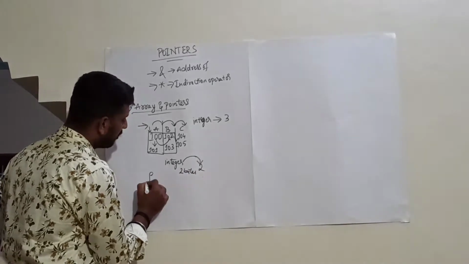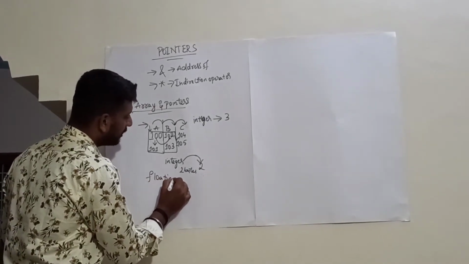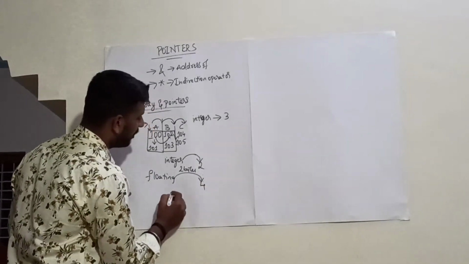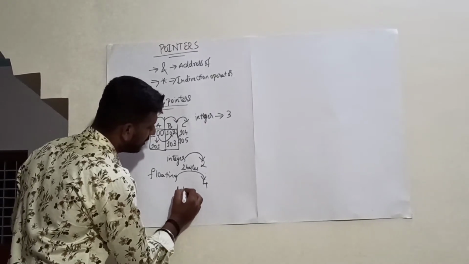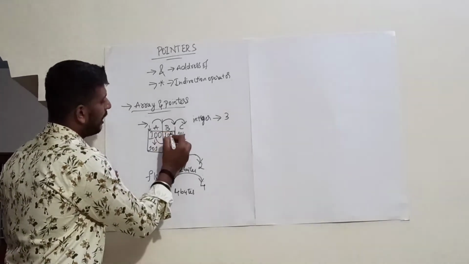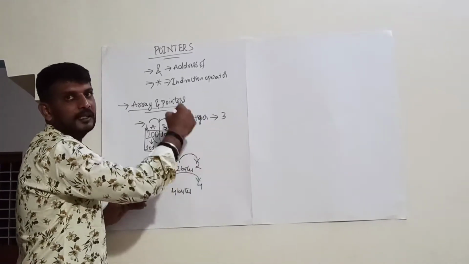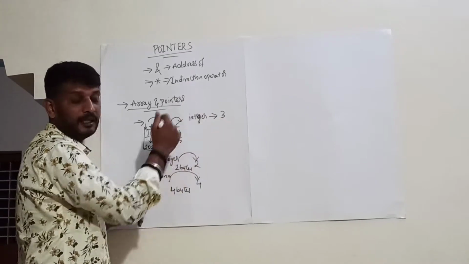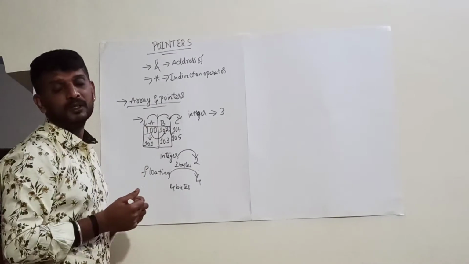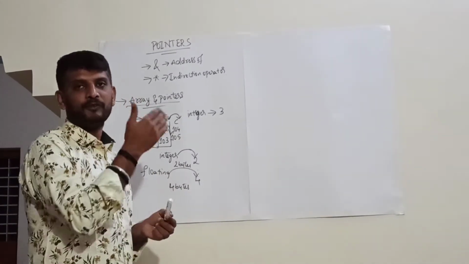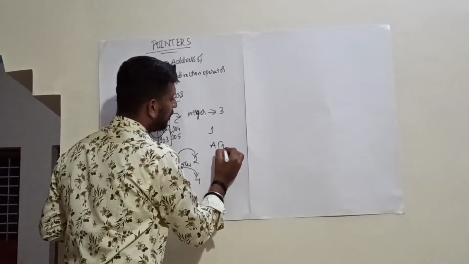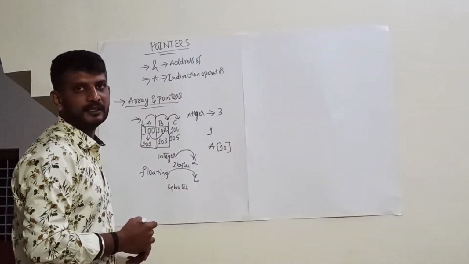If you are using a floating pointer, then the floating pointer increments in the steps of 4. Why? Because a floating variable occupies 4 bytes of memory. So 100, 102, 104, 106, 108, like this it keeps on incrementing in the steps of 2 for integers. That is the concept of the pointer. Now if you are using an array and a pointer, let us consider you have an array of size 10.